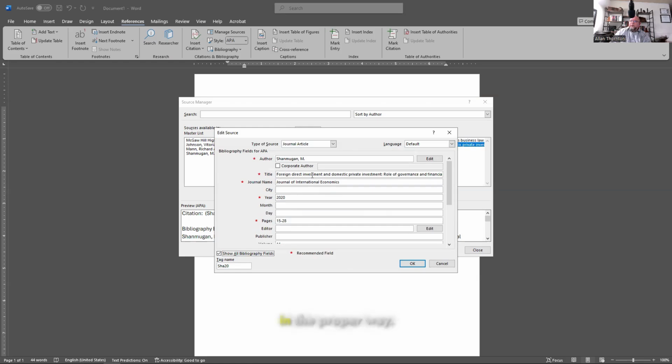I had to type it out in the proper way. Capitalize just that first word, then all lowercase. After the colon, capitalize the R in role, and then once again it was all lowercase. The journal name, capitalized all of the major words within it. The year is 2020. It has a space where you put in the pages. See, it's got a little asterisk, so it tells you that you should be putting that in. Their pages 15 through 28.